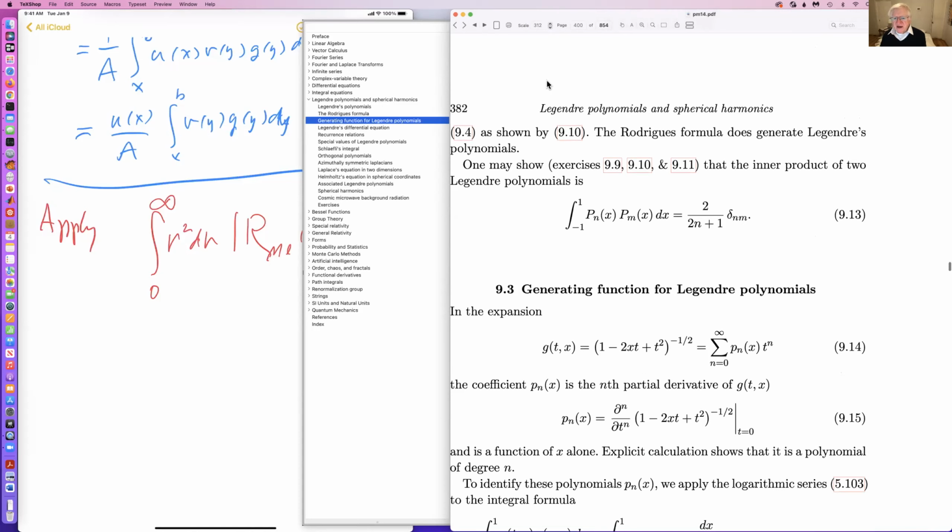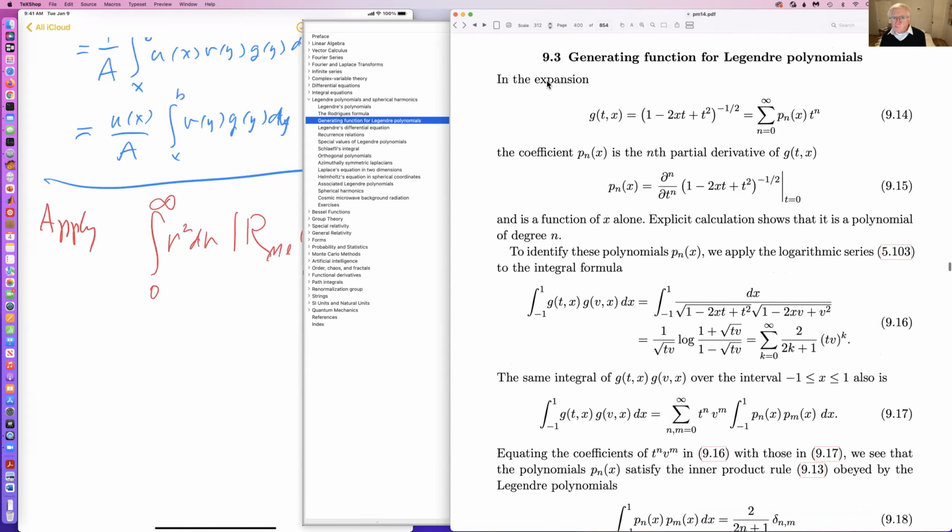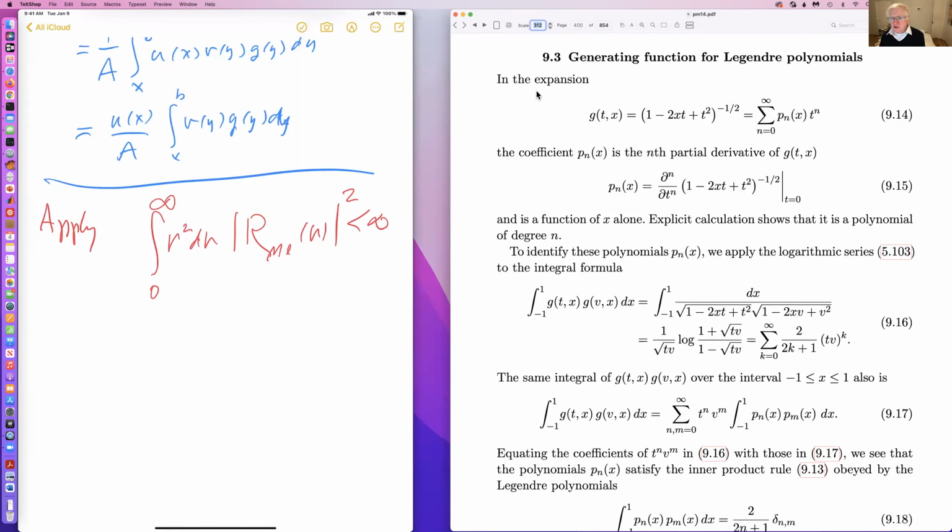So let's see, I think that's where we were. The generating function for Legendre polynomials. Now, I have always found generating functions to be magical. There are a lot of magical things in mathematics.